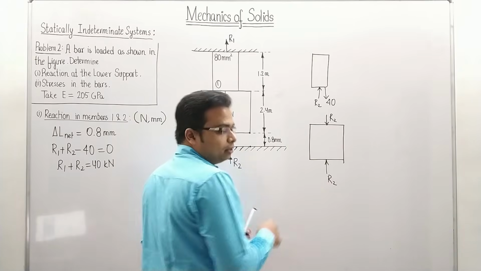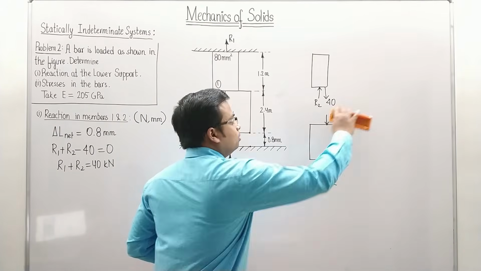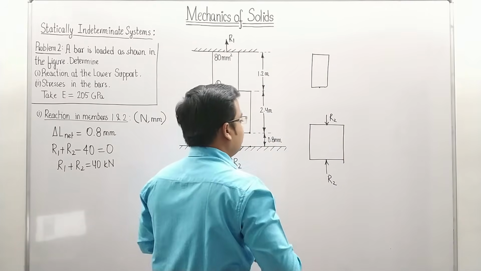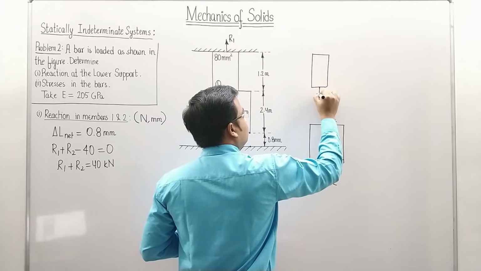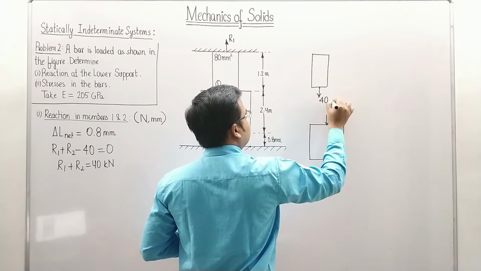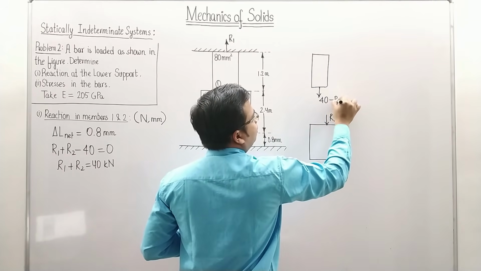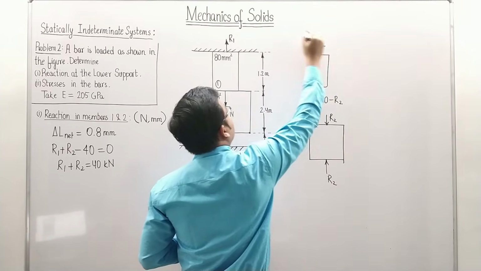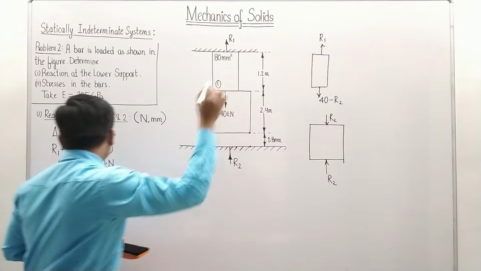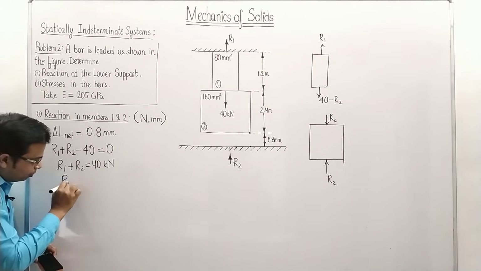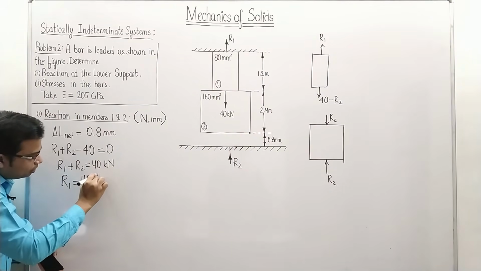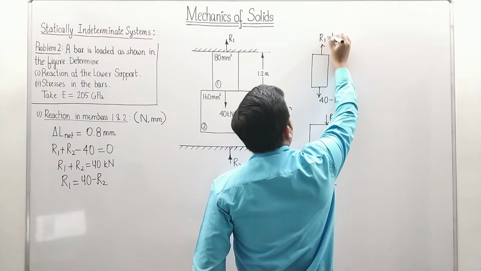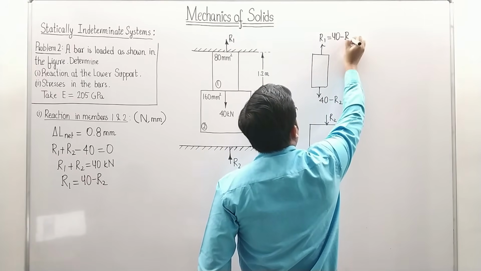So what we can do is have one single force in the downward direction, in the direction of 40, and I can write this as 40 minus R2. And here we know very well the force acting is R1. If you work it out, this R1 will work out as 40 minus R2, something which we have already seen. R1 is equal to 40 minus R2.